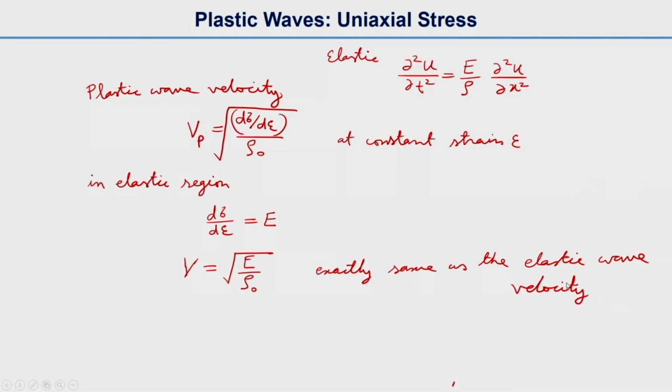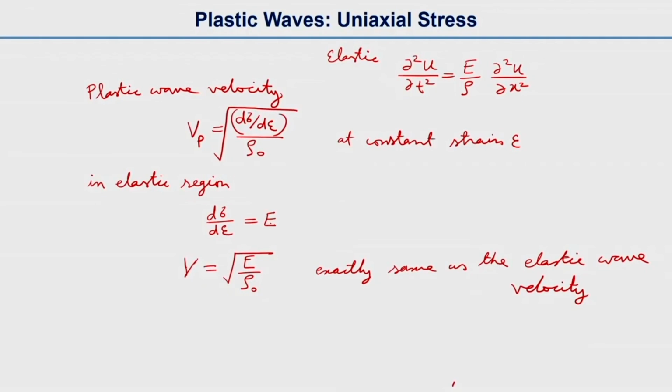What we are showing here is, if you take the plastic wave velocity and substitute d sigma by d epsilon, which is the slope in the plastic region of the stress strain curve, knowing that in the elastic region the slope of the curve is E, Young's modulus, then after substituting we get E by rho naught, which is exactly the same as what we got earlier for elastic wave propagation.